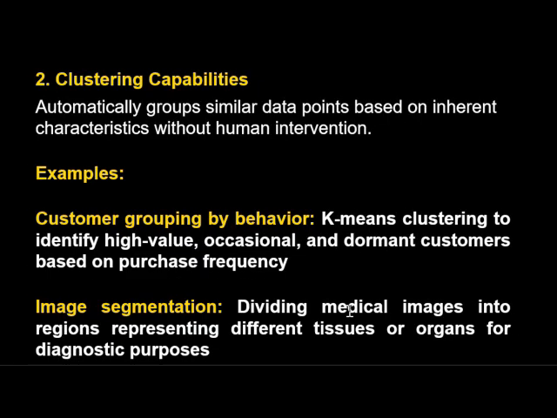Now go to the next one, clustering capabilities. Automatically groups similar data points based on inherent characteristics without human interventions. The example, customer grouping by behavior. K-means clustering to identify high value, occasional, and dormant customers based on purchase frequency. The second one, image segmentation, dividing medical images into regions representing different tissues or organs for diagnostic purposes.